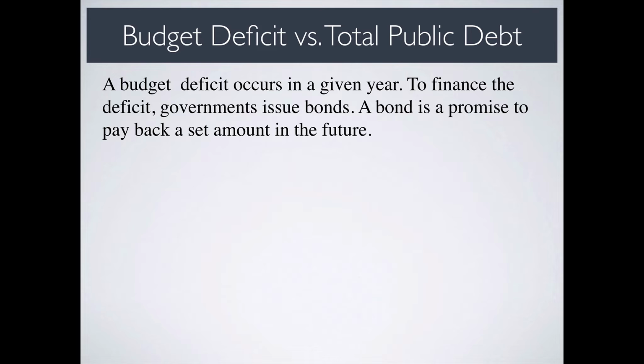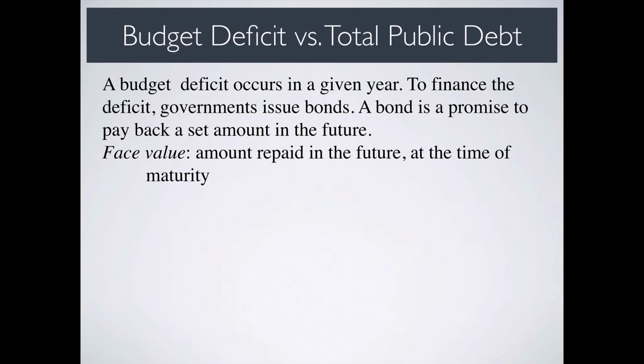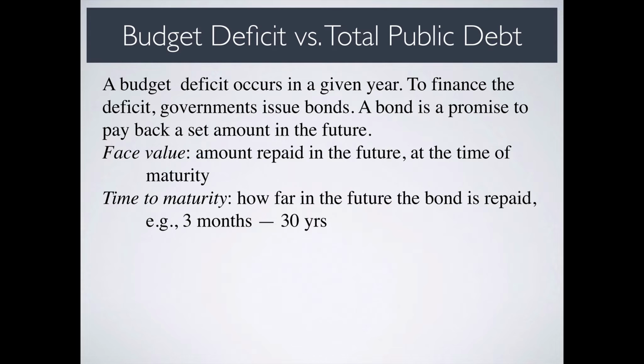To finance this deficit, governments issue bonds. And what a bond is, it's a promise to pay back a set amount in the future. That set amount is given by the face value of the bond. That's the amount repaid in the future at what's called the time of maturity. So the time to maturity is how far in the future the bond is repaid. How far from now do we have to wait? It may range from, say, 3 months all the way up to 30 years. These are the different categories of bonds you have in the United States federal system.